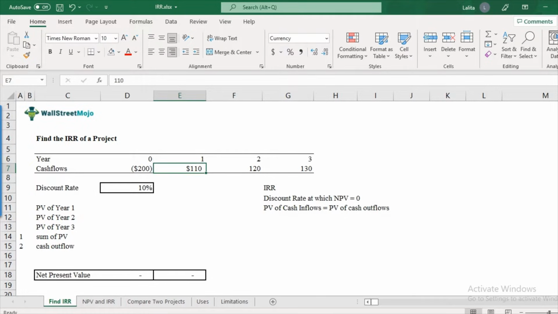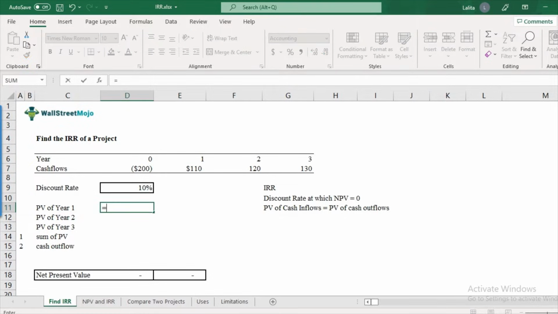So what is the present value of year 1 cash flows? Year 1 cash flow is 110. The present value will be 110 divided by 1 plus your discount rate. So this is your present value of year 1 cash flows. Present value of year 2 cash flows, that is 120 divided by 1 plus discount rate to the power of 2. And what about the present value of year 3? 130 divided by 1 plus 10% to the power of 3.